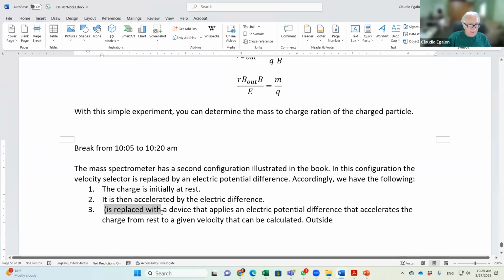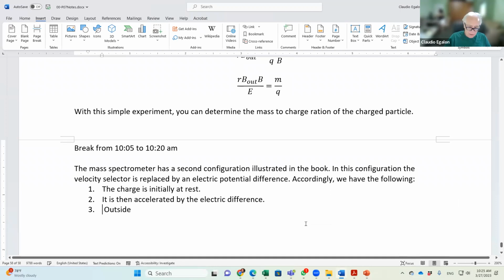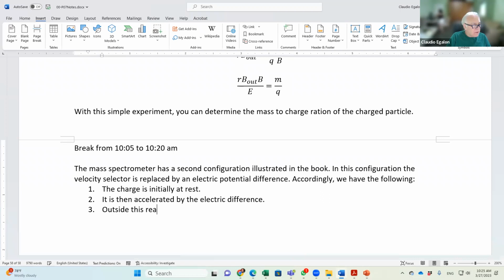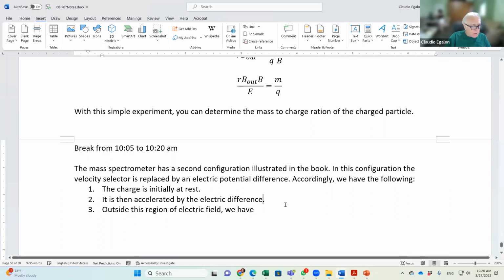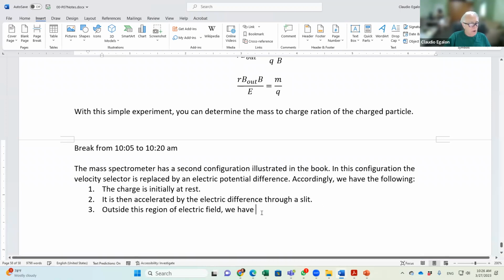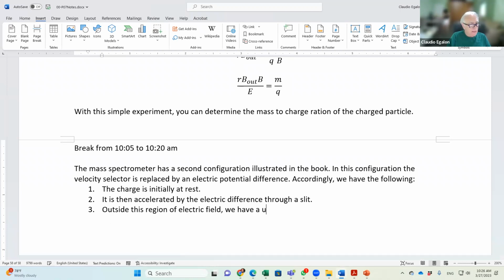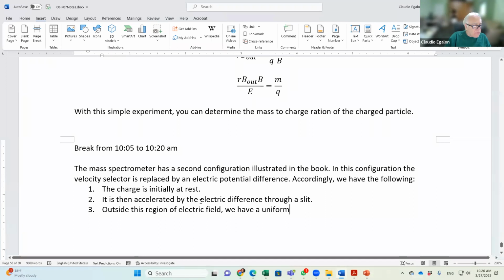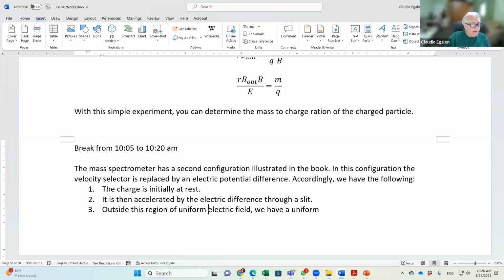The particle has been accelerated by an electric potential difference through a slit, okay? Outside this region of uniform electric field, we have a uniform magnetic field.